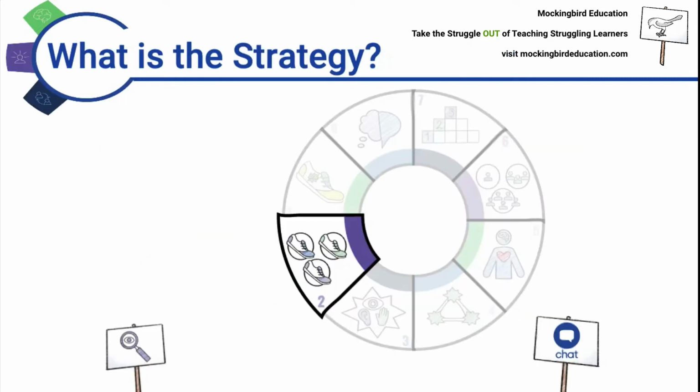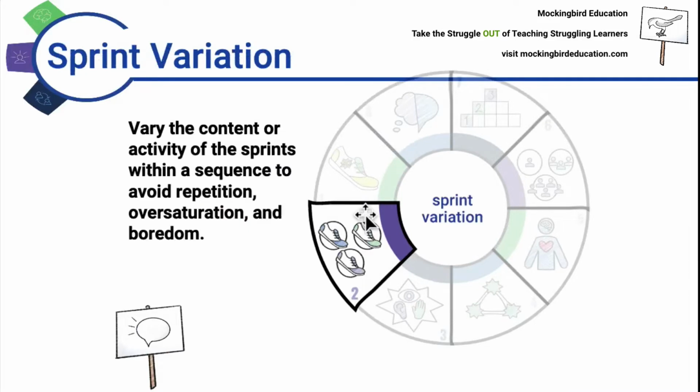Let's look at strategy number 2. Strategy number 2 is sprint variation. Sprint variation means that we vary the content or the activity of the sprints within a sprint sequence to avoid repetition and oversaturation and boredom.